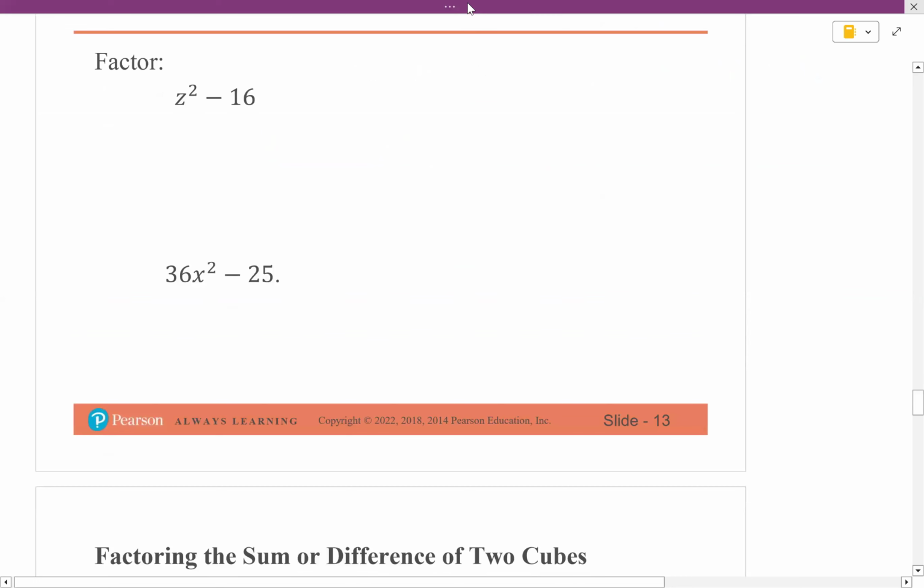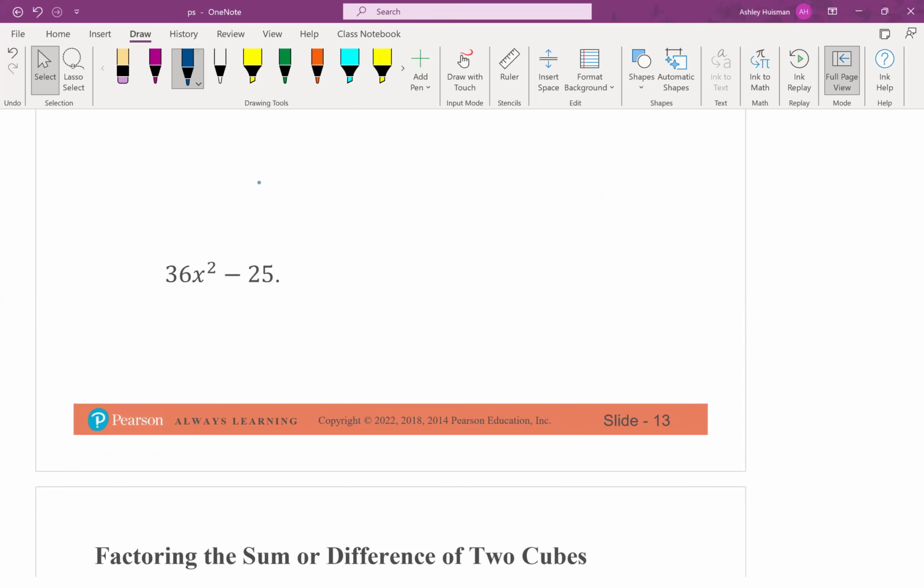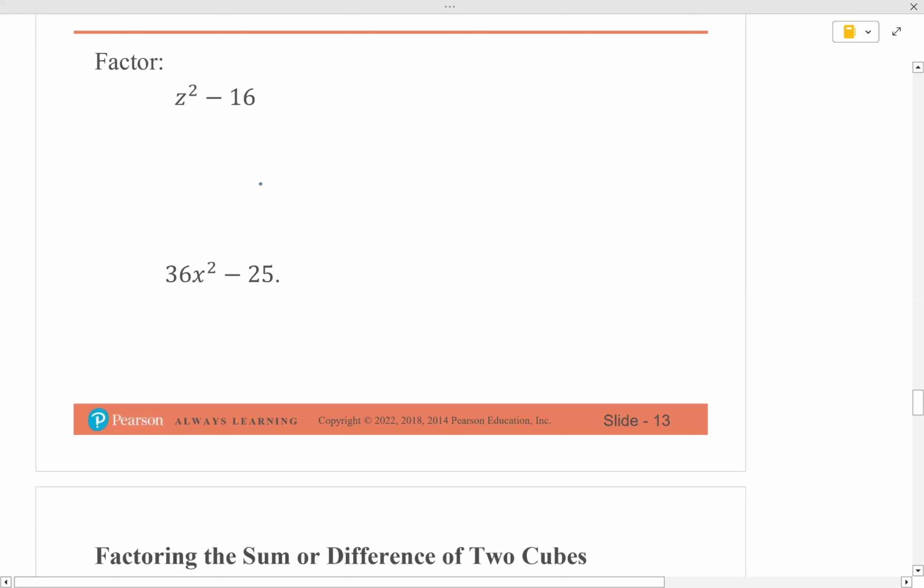You probably don't even believe me. Like, okay, there's got to be more to it than that. No, there is not more to it. It's amazing. All right. So this is the difference. That's what they call these types of problems. I know it said it on the previous page. The reason they say difference is because it's a minus in between.